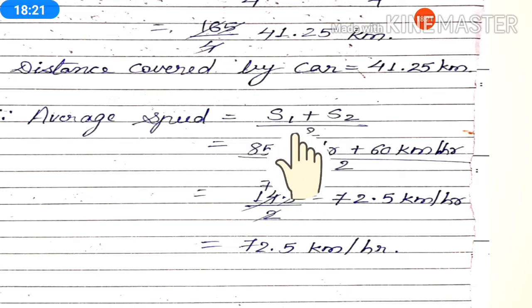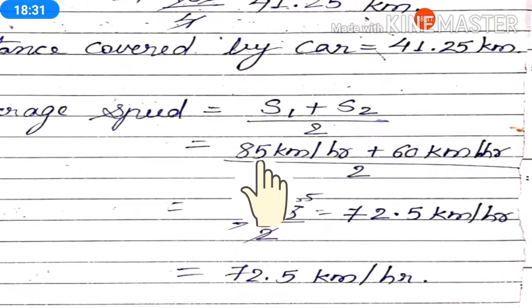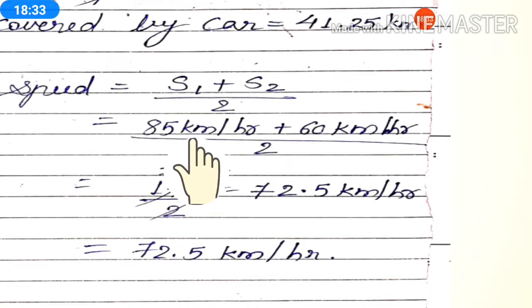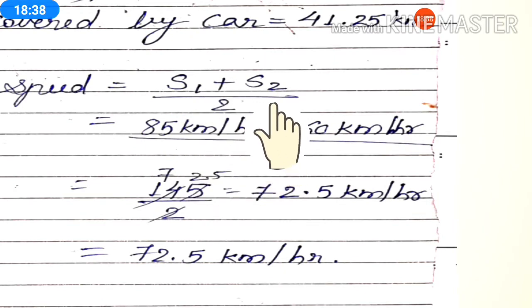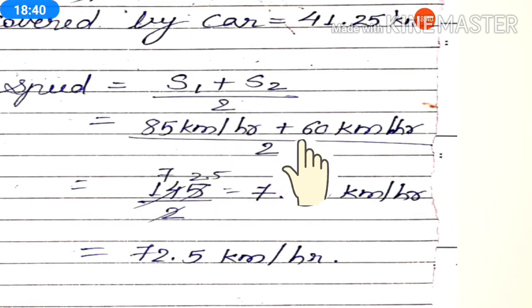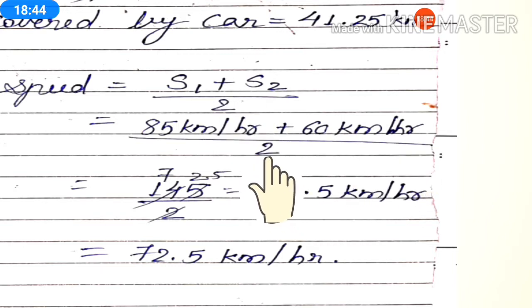Here it is very easy. How many values do we have? Two values. So it will be the addition of two values divided by 2, and we will get the average of the two values. So S1, the first value, how much is given? 85 kilometer per hour, plus S2, the second value, how much? 60 kilometer per hour, and we have to divide by 2.